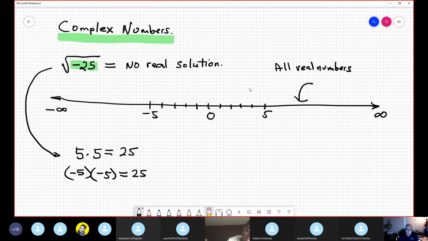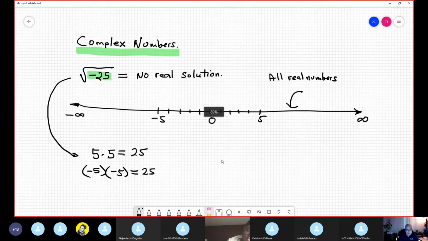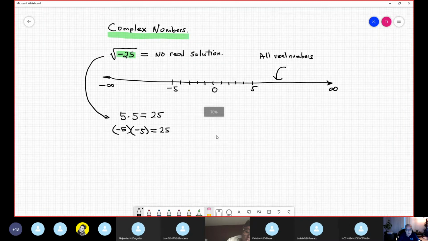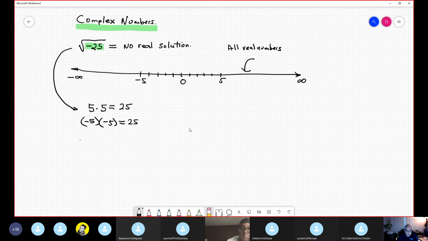Okay? How did the mathematicians solve that problem? Well, the mathematicians, by definition, created that the square root of negative 1 is the symbol i. It's called i in the whole world, in all of mathematics. Everyone understands that i is equal to the square root of negative 1.